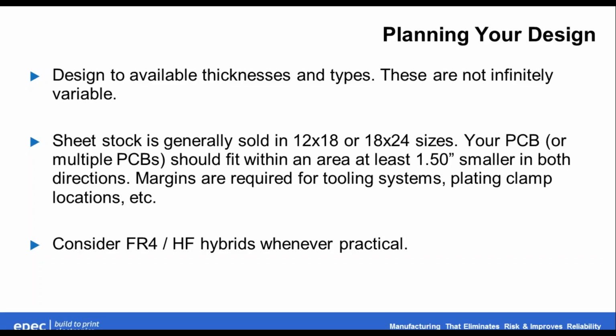You also need to know that sheet stock's generally sold in 12 by 18 or 18 by 24 sheets. So your board or your multiple boards needs to fit within an area that's at least about 1.5 inches smaller in both directions. So in this case, for 12 by 18, you want a board or set of boards that fits within a 10.5 by 16.5 area. The reason for that is your fabricator needs margins around the actual boards in order to place tooling systems, plating clamp locations, sometimes coupons.